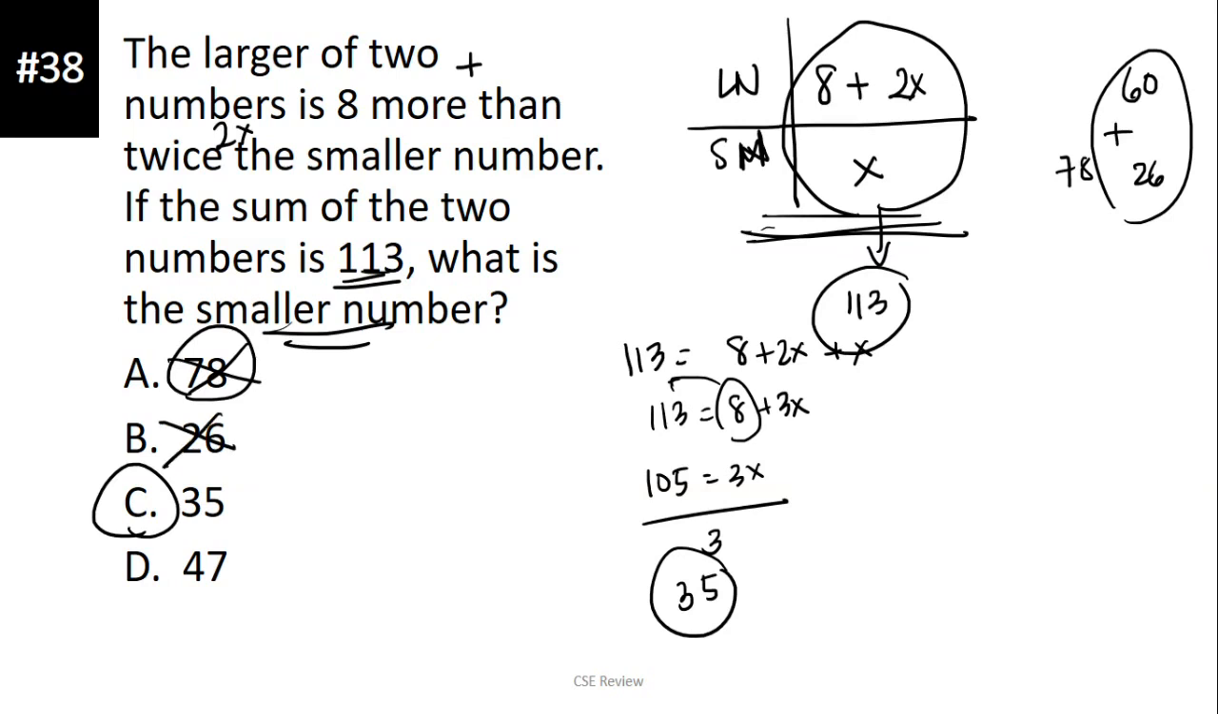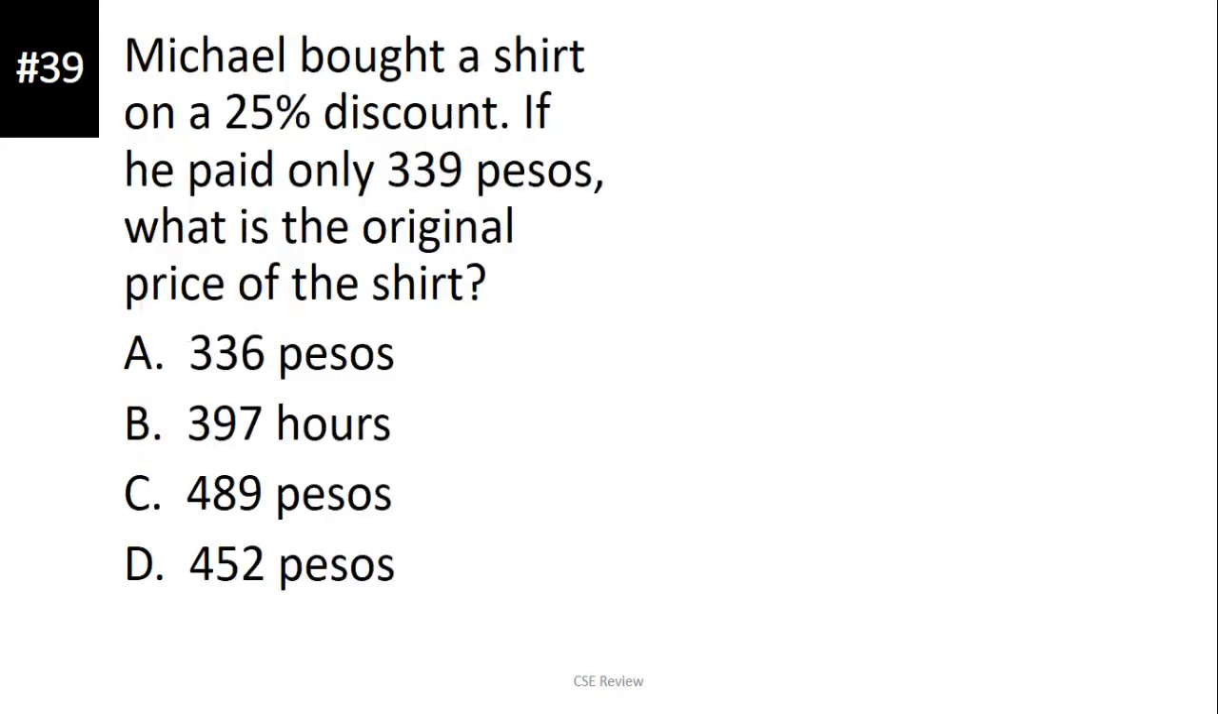Pero kung itatry natin yung 35, which is, again, alam na natin na yun ang sagot dahil yun ang nandun sa traditional method. Itatry natin yung 35. Times 2 is 70 plus 8 is 78. Pag pinagsama mo sila, 113 din. Pasok. So, the answer is still C. So, ang challenge would be, kung hindi nyo kayang mag-solve na traditional method, pwede nyo gamitin yung trial and error to get the answer. Okay?